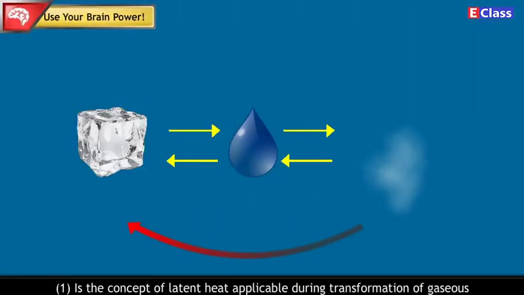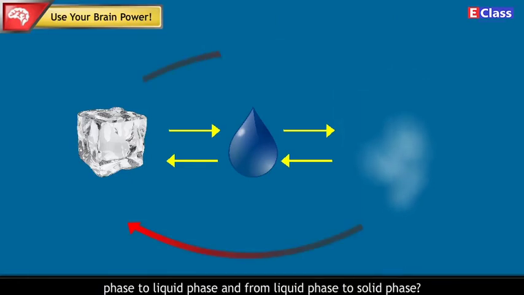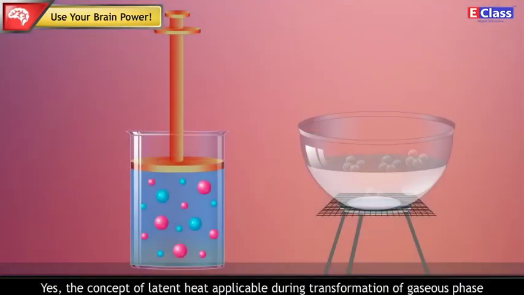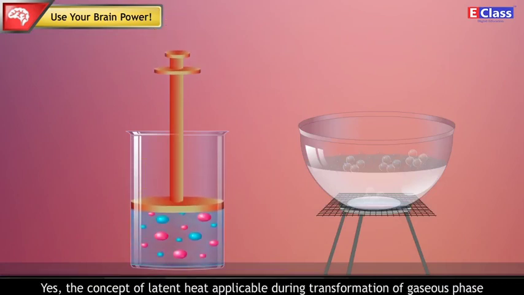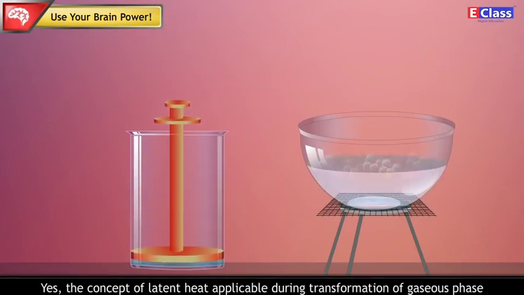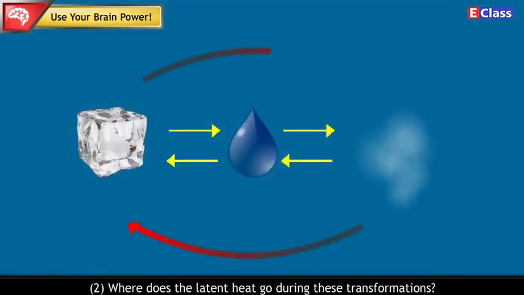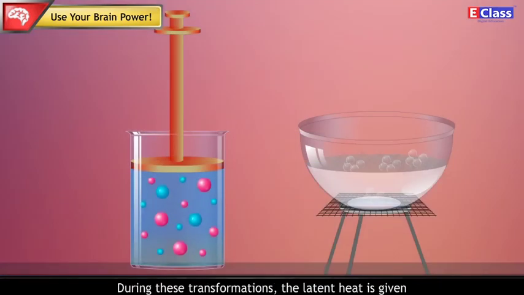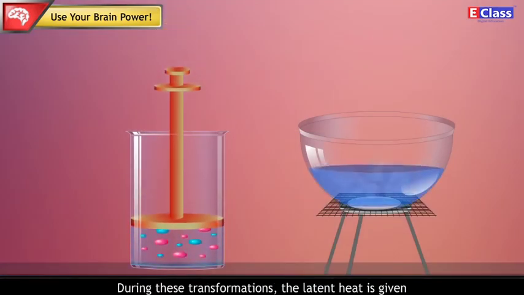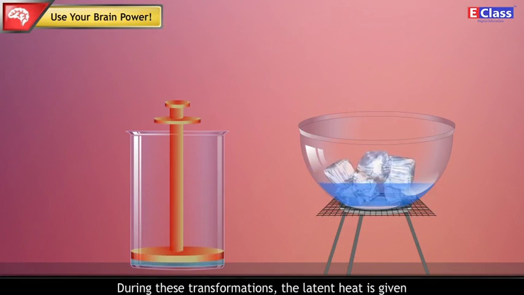Use your brain power. Is the concept of latent heat applicable during transformation of gaseous phase to liquid phase and from liquid phase to solid phase? Answer: yes. The concept of latent heat is applicable during these transformations. Where does the latent heat go during these transformations? Answer: during these transformations, the latent heat is given out by the substance to the surroundings.